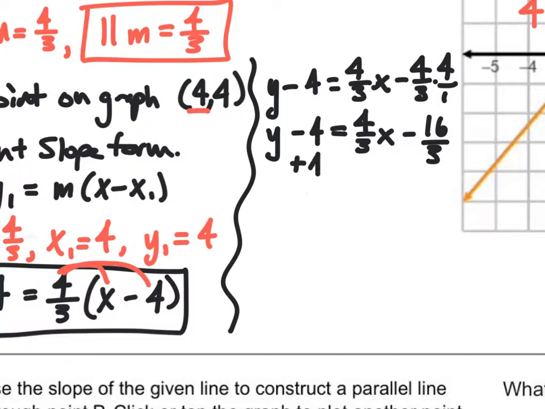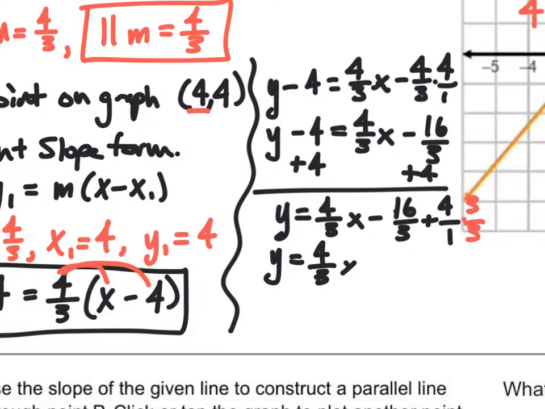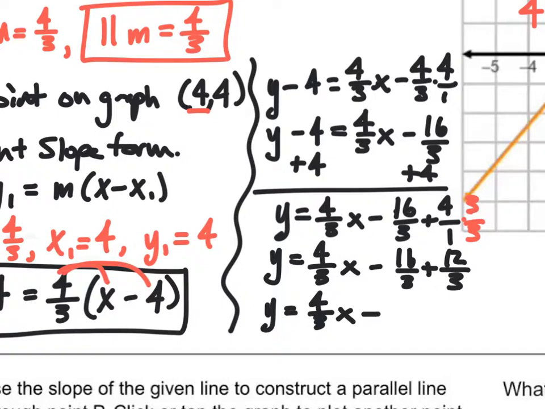Then I'd want to add 4 to both sides, and so I get that y is equal to 4/3 x minus 16/3 plus 4/1. Now I'm going to get a common denominator and add these two fractions. So I'm going to multiply the top and the bottom by 3, because my denominator over here is a 3. So then I get y is equal to 4/3 x minus 16/3 plus 12/3. Negative 16 plus 12 is minus 4, so just minus 4/3.